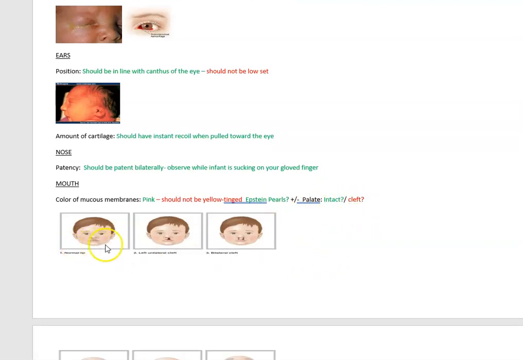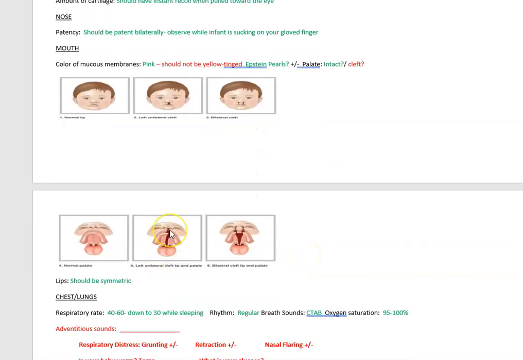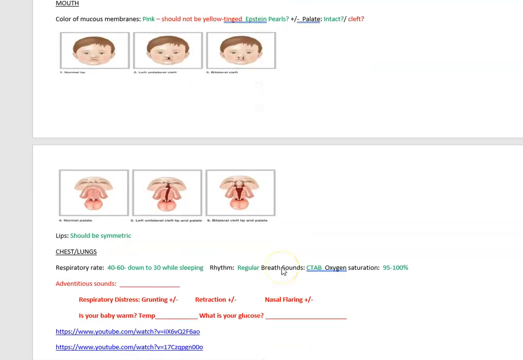Cleft: here is a normal baby, normal lips and palate. And then here is a unilateral lip cleft. And then here's a bilateral lip cleft. And then here's the palate and then the lip. So here is a unilateral palate and lip, and then here is a bilateral palate and lip.